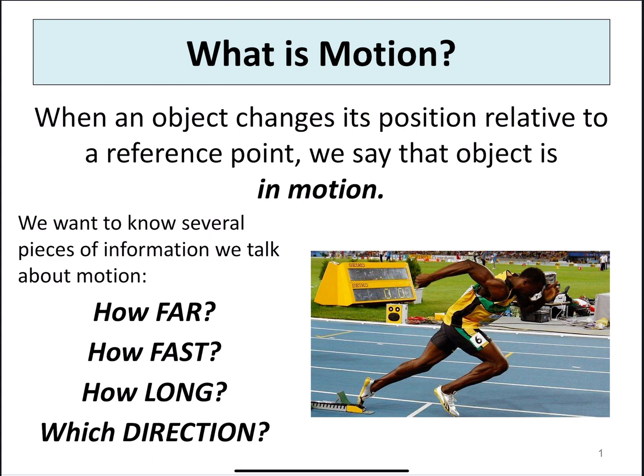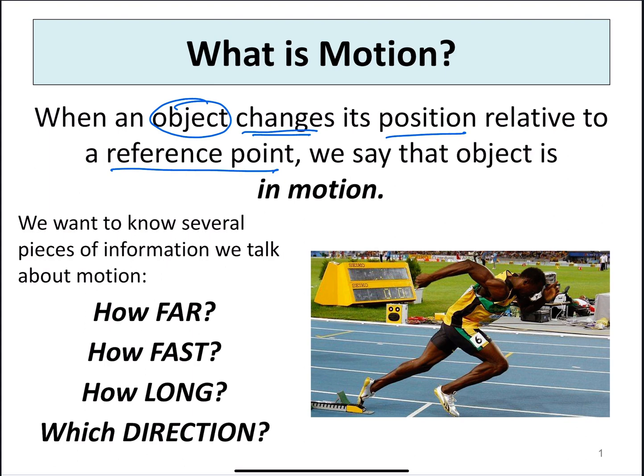All right. So this new unit looks at motion, and we should start that with a definition of what is motion. So a motion is considered any time that an object changes its position relative to some sort of reference point. All right, so if you have an object that was sitting still and then all of a sudden is moving, we would say that object is in motion.